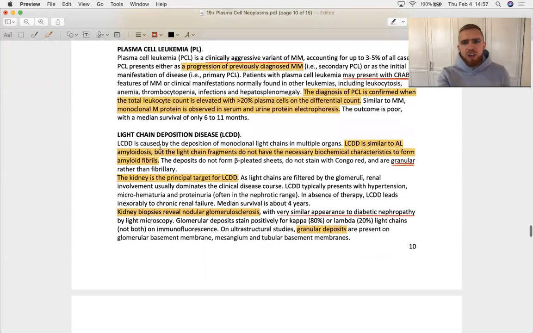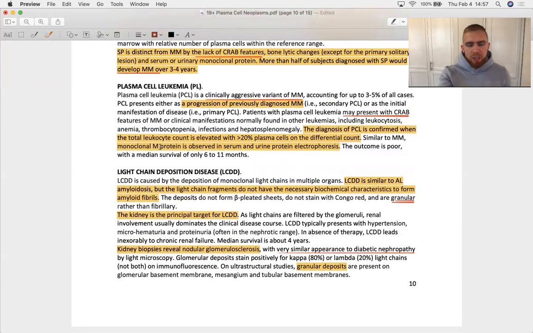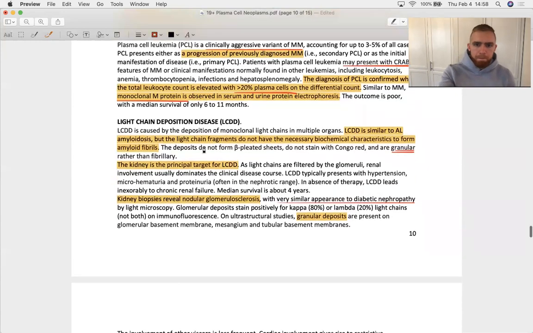Then there's plasma cell leukemia, which is a more aggressive variant of multiple myeloma, where it's not just in the bone, it's in the blood too. And so diagnosis is going to be confirmed by greater than 20% plasma cells in the bloodstream. And so that's the bloodstream, not the bone marrow. You do see a monoclonal M protein here, but again, we're going to be calling it a leukemia because it's going to be in the blood, not just the bone, but also plasma cells highly prevalent in the blood.